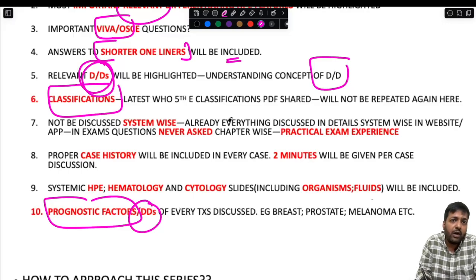Okay, remember this point. Classifications, as I have already said, the latest WHO 5th edition classification has been shared with all the enrolled residents in our WhatsApp group, so it is not going to be repeated here again.